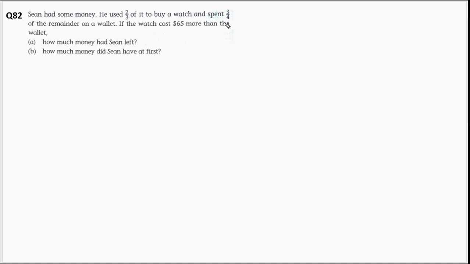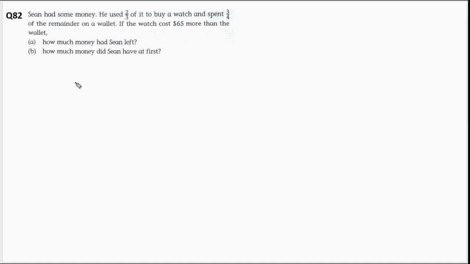And then I also notice that rather than telling us how much the watch costs, they are giving us a comparison. So you might want to draw a separate model to show this comparison. We'll have a look. We'll see how we get on. So Sean had some money.